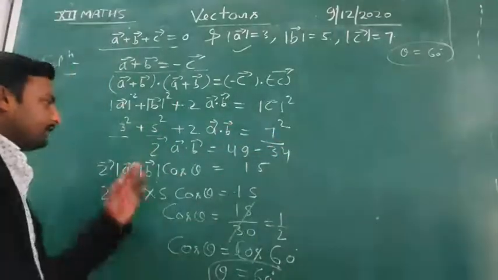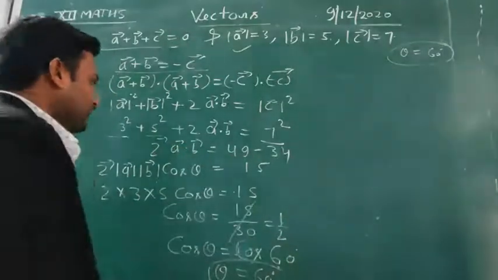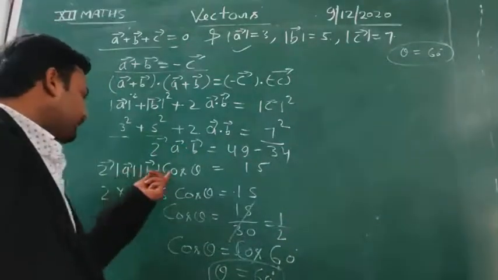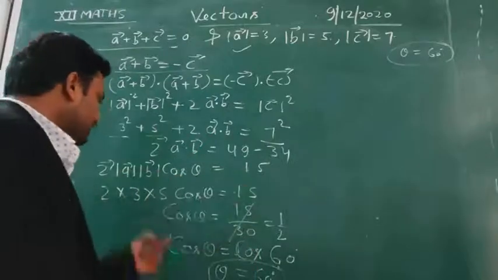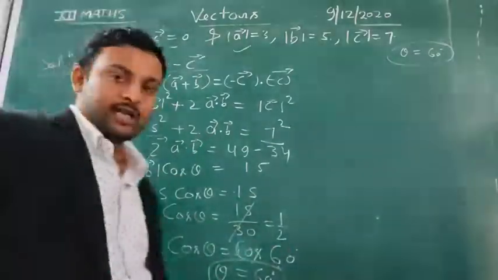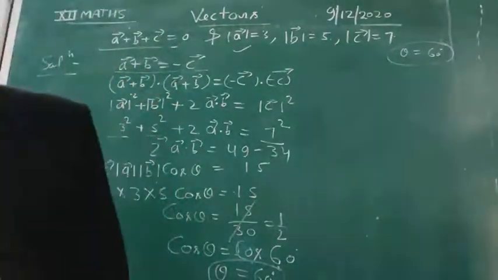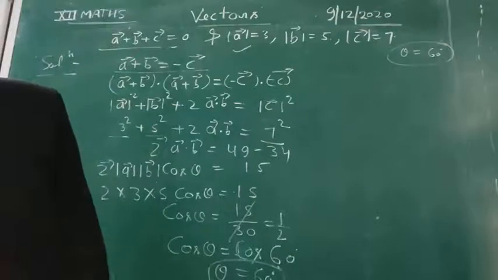Okay, now we will get 2A dot B is 49 minus 34, which is 15. So 2 magnitude of A, magnitude of B, cos theta is 15. So cos theta is 15 by 31 by 2. So theta is 60. I hope you understand, friends. Now we will see our next question.